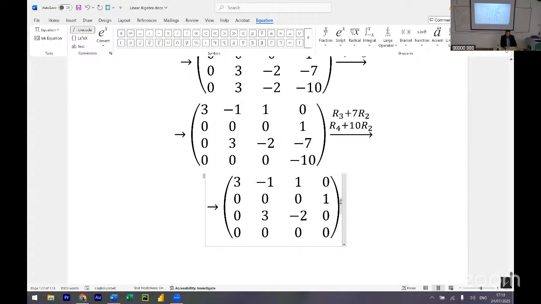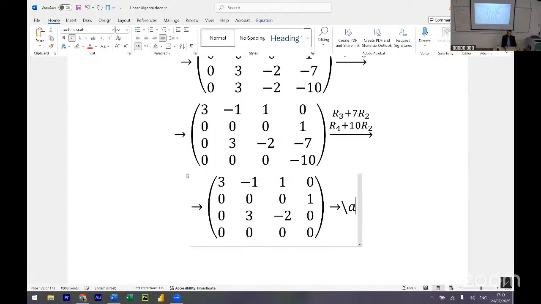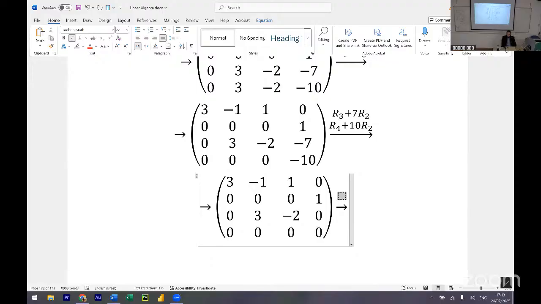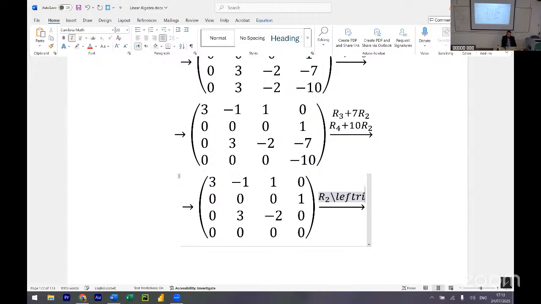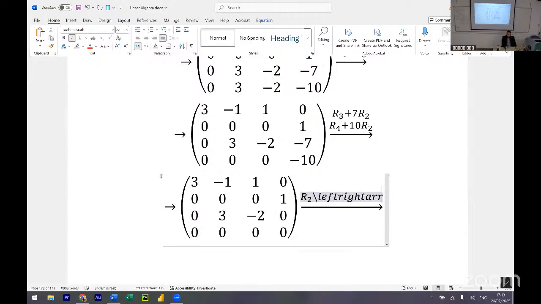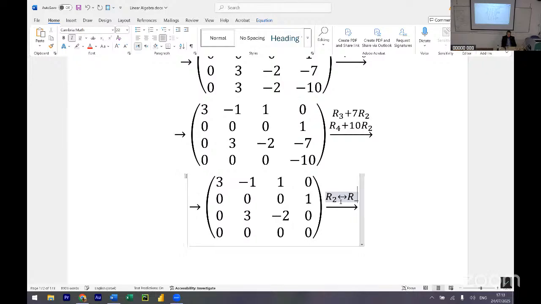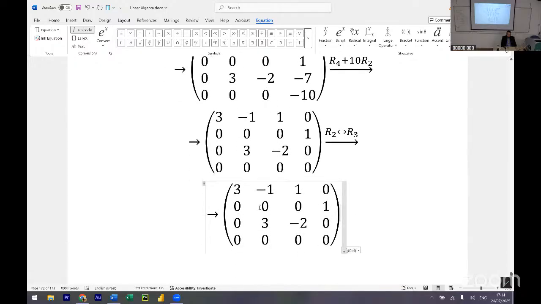And just finally the reordering. I don't like to write it because it's hard for me to write the left-right arrow. But R2 swapped with R3, and we get our final form. No, I forgot what I set out to do. That is not the final form, right?